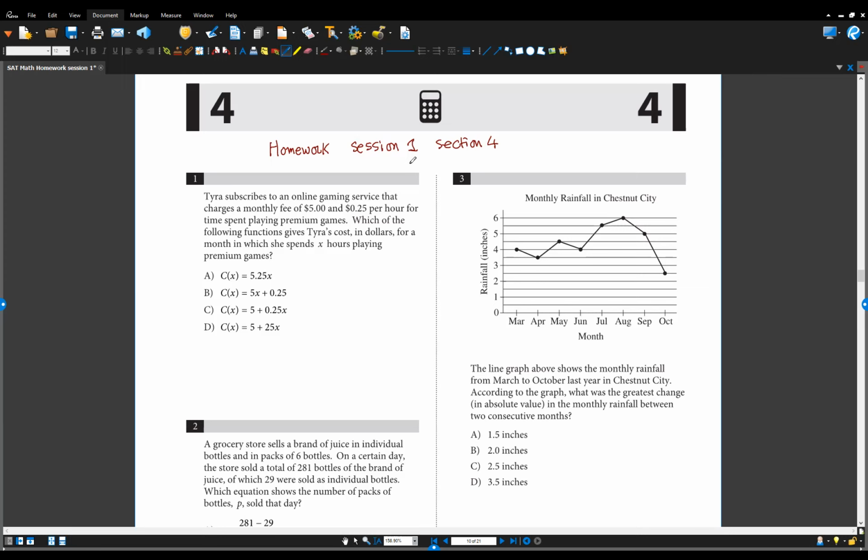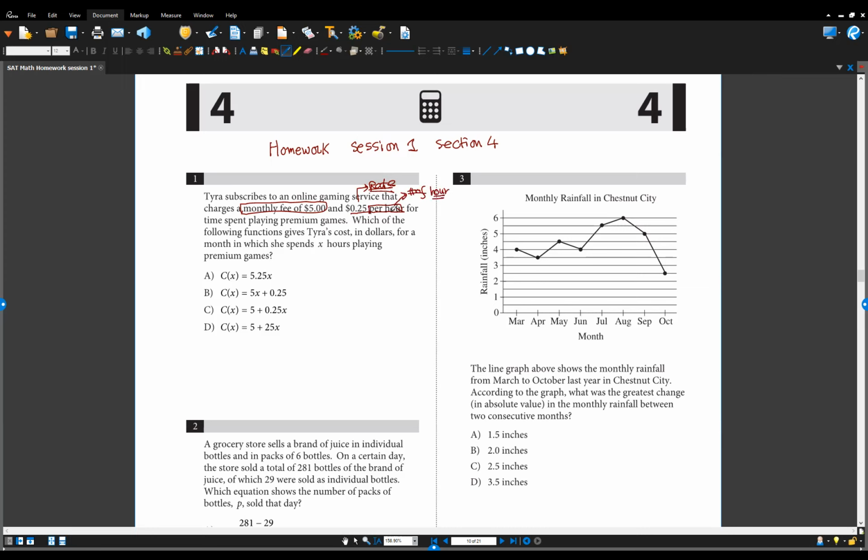Always we need to understand what the question is, 100%, not 99%, 100%. So Tara subscribes to an online gaming service that charges a monthly fee. This is a fixed, one-time fee. $0.25 per hour means that's the rate. So the amount of this one will change. It depends on the number of hours.